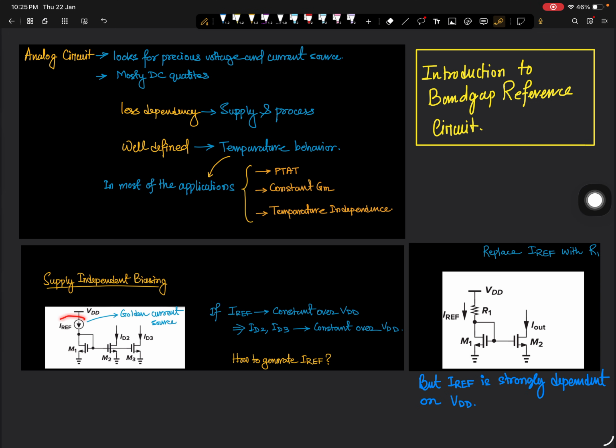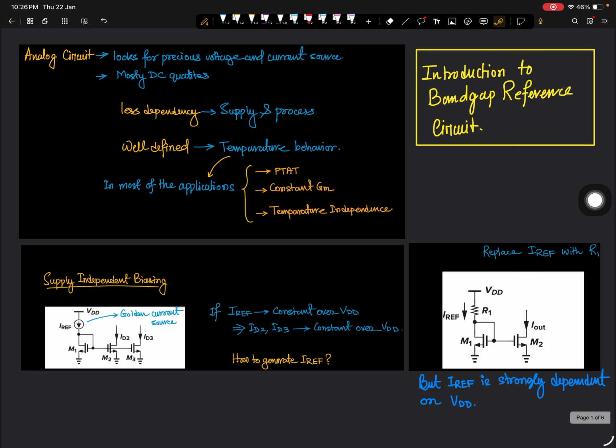In this case we have an IREF, and we assume it is a golden current source, meaning this current source is very constant across temperature, supply, process, and also across other situations. For the time being, let us assume this current source is independent of voltage, so it is constant across voltage. If it is constant across voltage, then we can say ID2 and ID3 are also constant across voltage, because ID2 and ID3 are derived from IREF only.